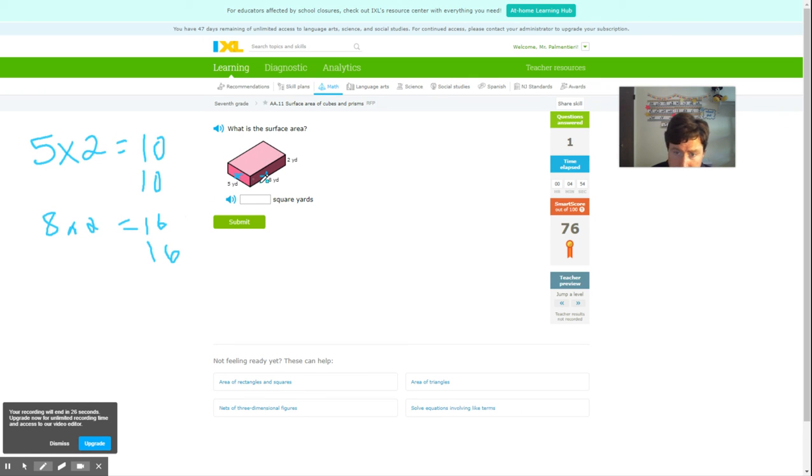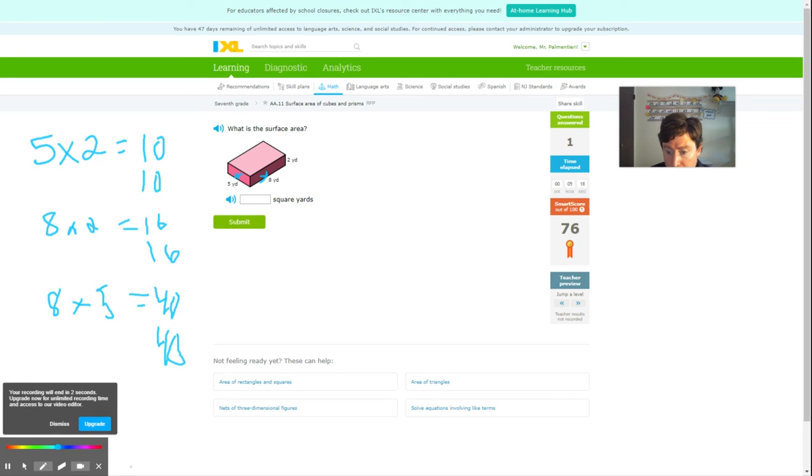Now the top piece is going to be 8 times 5, because this is 8 and that's 5. So then when I write that down, I'm running out of time, but see if I can get this in. That's going to be 40, and then I'm going to take all those numbers and I'm going to add them together. I think it's going to be 132.